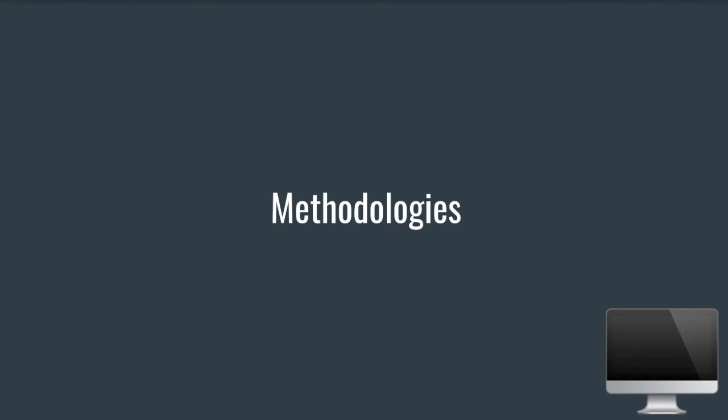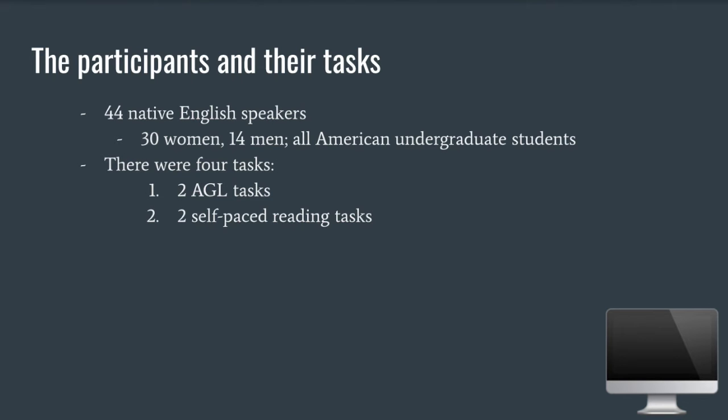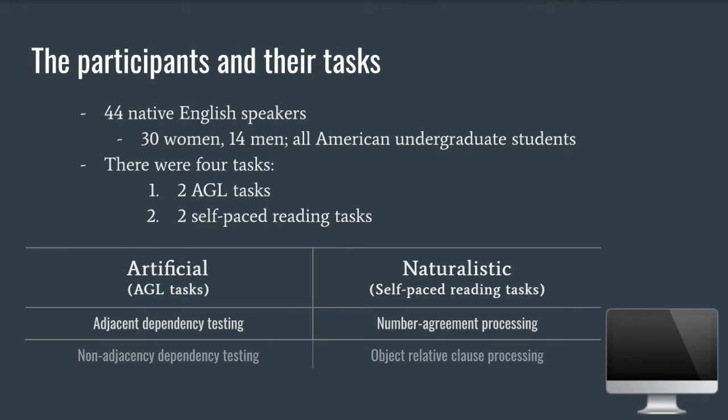Now to get into the methodology, the researchers sampled 44 adult native English speakers. Each completed 2 AGL tasks and 2 self-paced English reading tasks. One AGL task involved an adjacent dependency rule and the other involved a non-adjacent dependency rule. Analogously, one reading task evaluated local dependency processing and the other evaluated long-distance dependency processing. In particular, the researchers used number agreement constructions and object relative clause processing respectively.